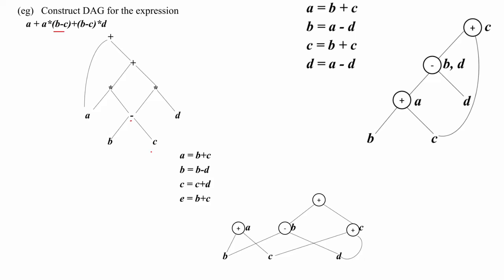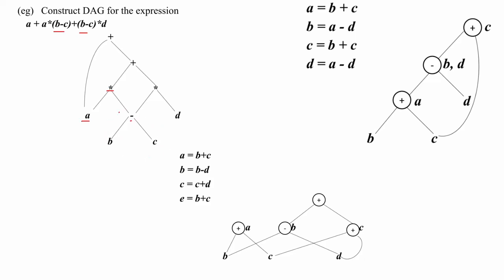Do we have any other expression to be evaluated in parentheses? Yes, that is B minus C, which has already been computed, so leave it. Next, we will do A into (B minus C). You place the multiply operator; the left child will be A, and the right child will be the minus of B and C. This entire part will come here.